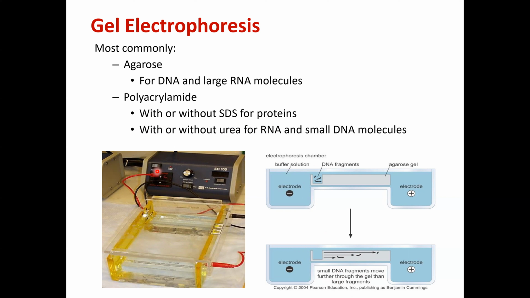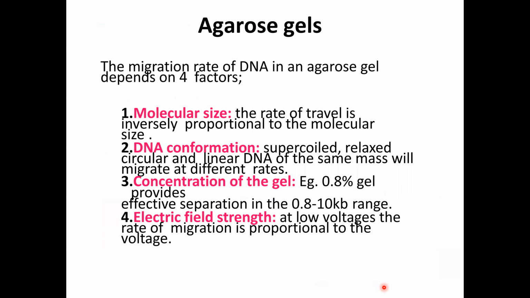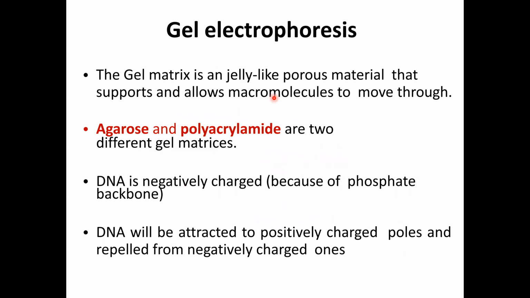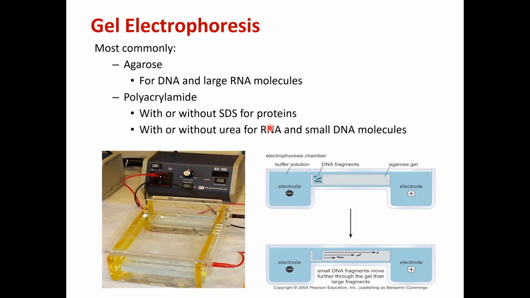Once it is turned on, the small DNA fragments move farther through the gel than the large fragments. The agarose gel, as I mentioned, is widely used in the laboratory. The migration rate of DNA in the agarose gel depends on different factors, because the purpose is to move the macromolecules through to the specific lane.